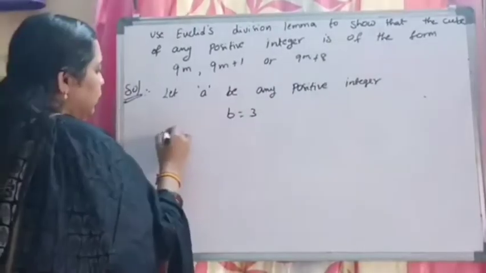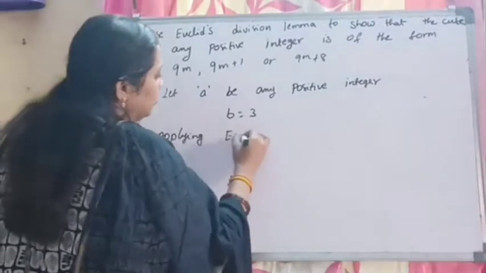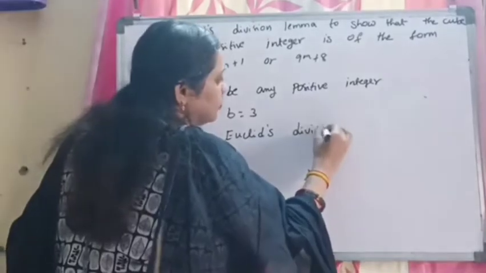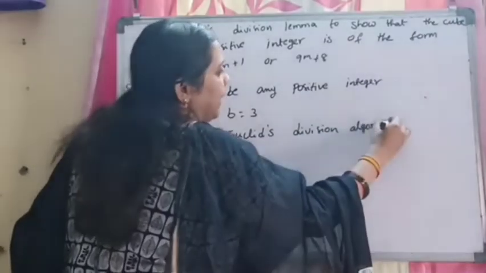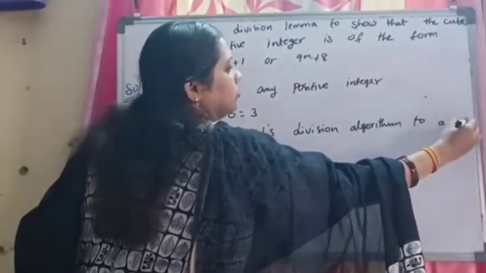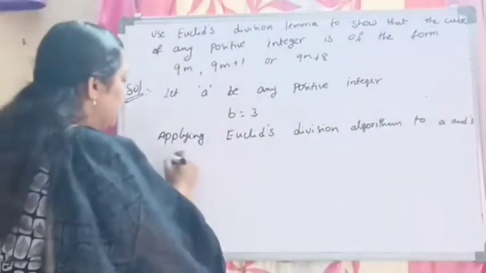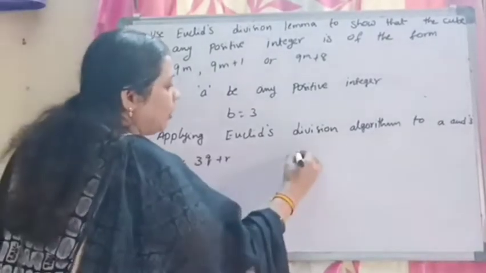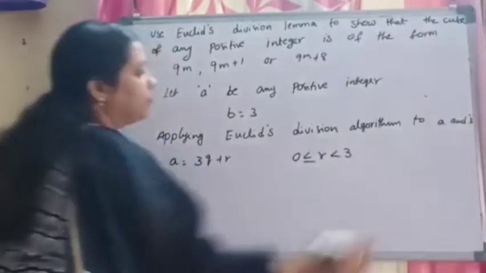Now applying Euclid's division algorithm to a and 3, a is equal to 3q plus r, and r is bound in between 0 is less than or equal to r is less than 3.